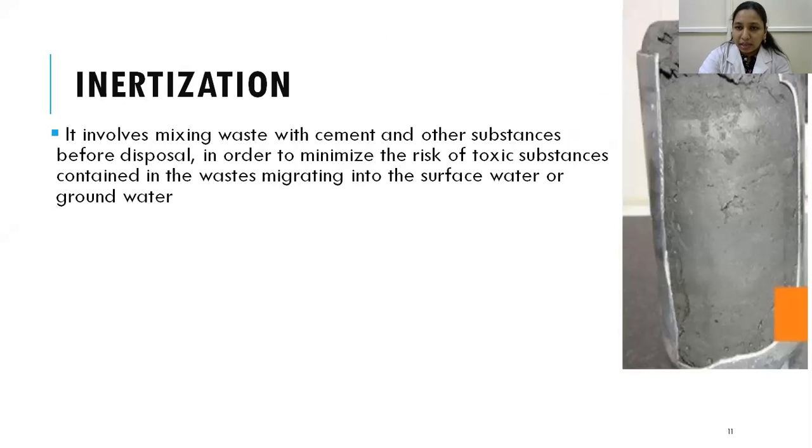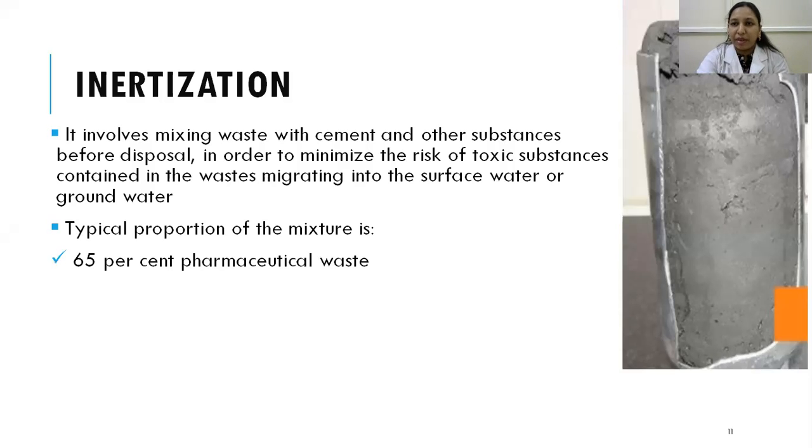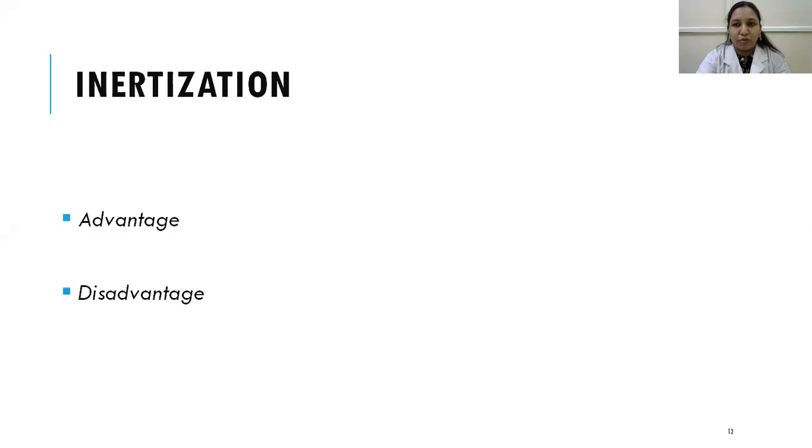Here you can see how it is filled with cement. All the waste is mixed with cement and made like a big pellet. Mainly it is used for disposal of pharmaceutical waste. The typical proportion of the mixture would be about 65% pharmaceutical waste, 15% lime, 15% cement, and 5% water.